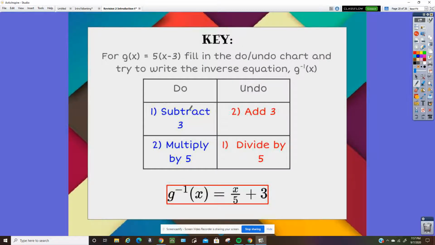All right, so here's the table filled in. Subtract 3, and then multiply by 5, and then the inverse, divide by 5, add 3. So I write down my X, and then do this first, divide by 5, and then this last, add 3. So the original function right here, 5 times X, the quantity X minus 3. The inverse of that would be X divided by 5 plus 3.